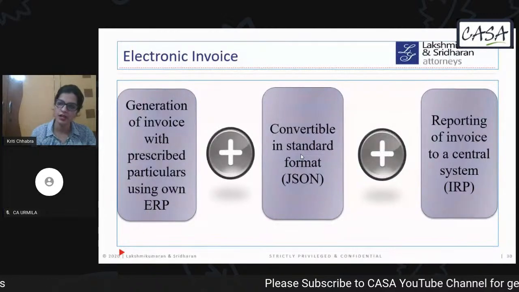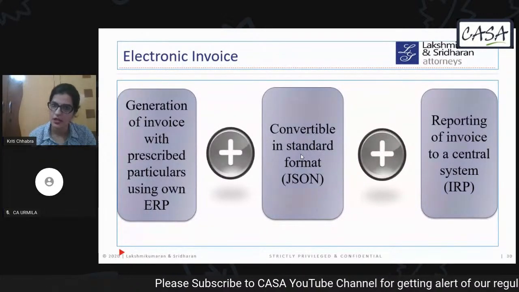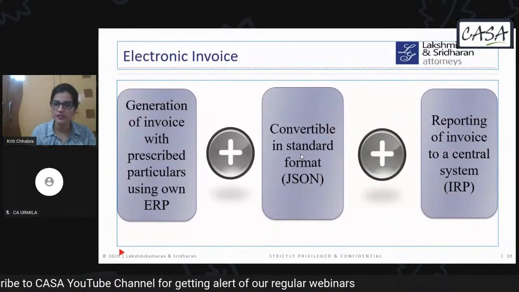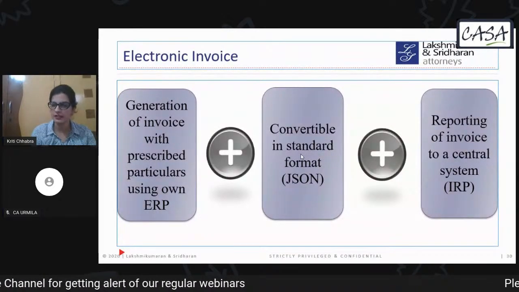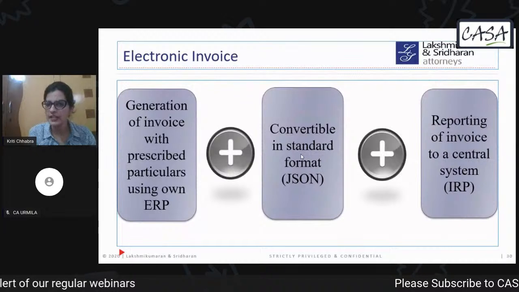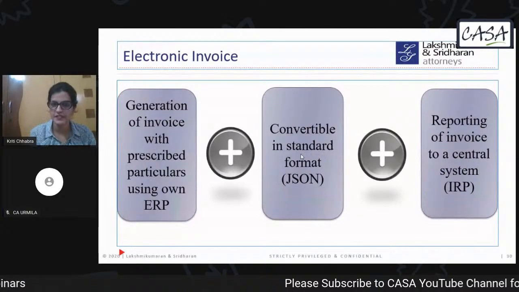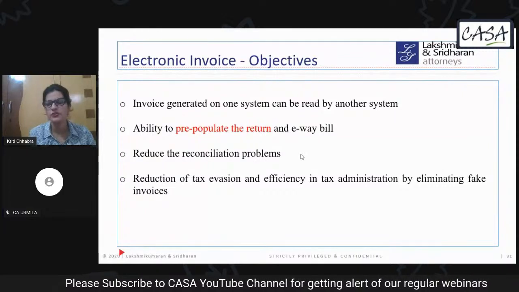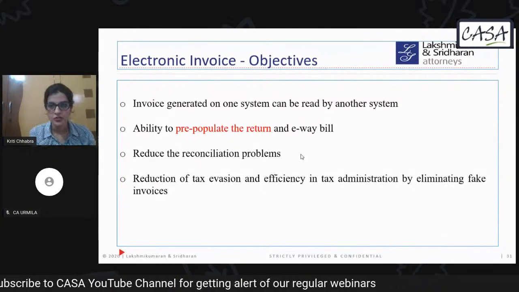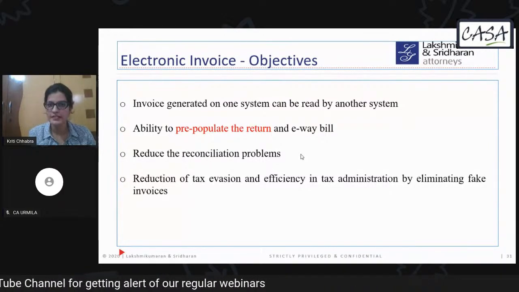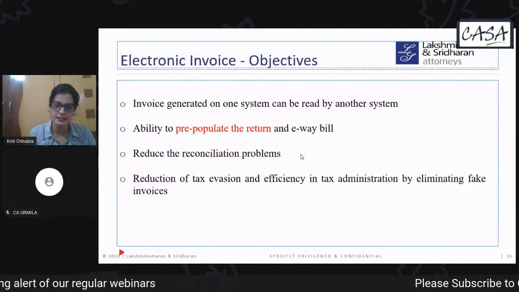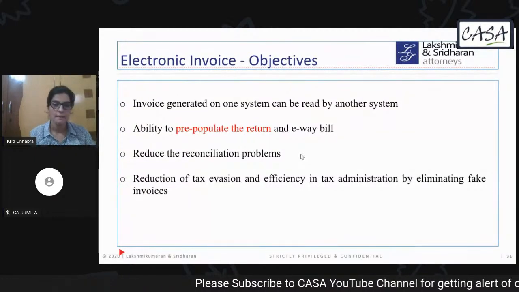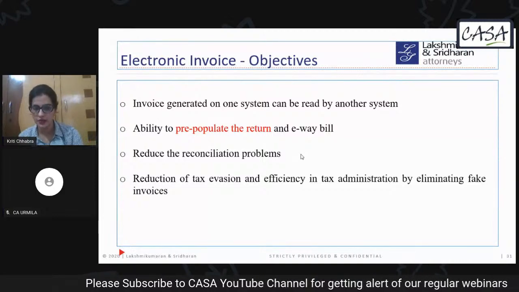So basically, you have to continue with your current practice of issuing the tax invoice through your current ERP system, but with certain new amendments or new additions which should be made in your ERP system. So what is the objective behind introducing this e-invoicing concept? If we see the objective, the invoice generated on one system can be read by another person. This was the basic intention behind introducing this e-invoicing concept.